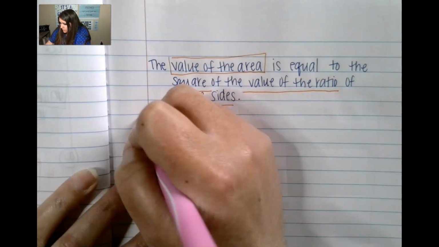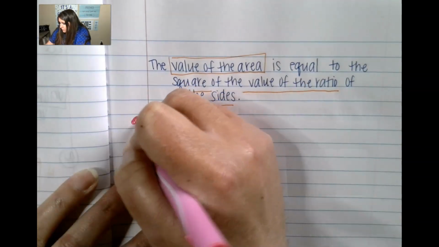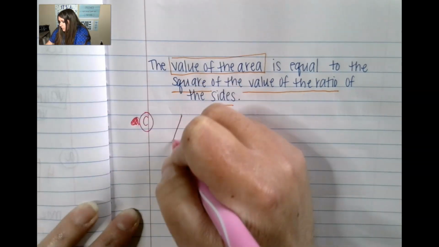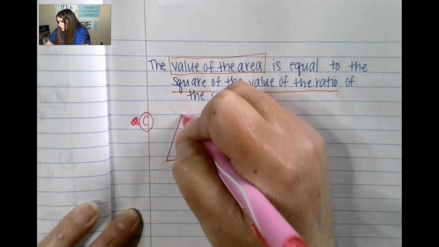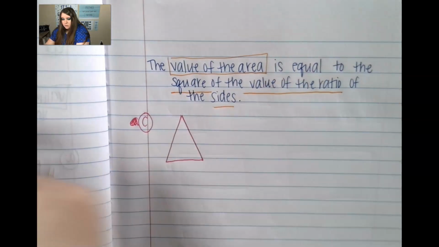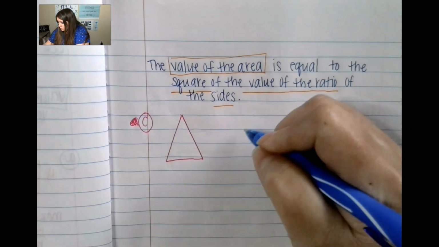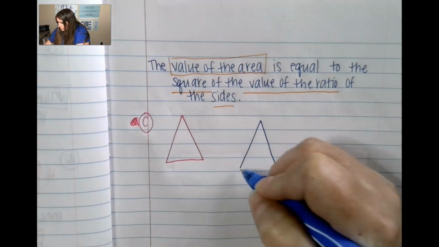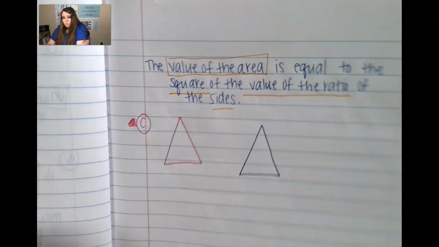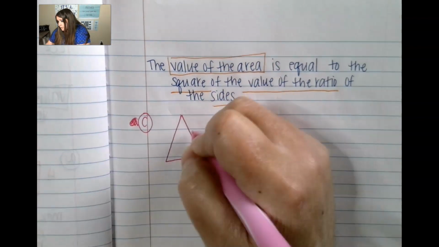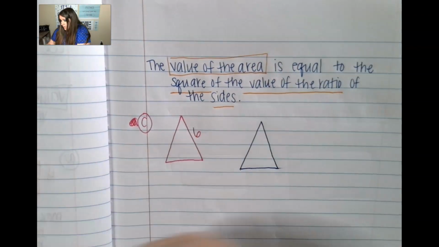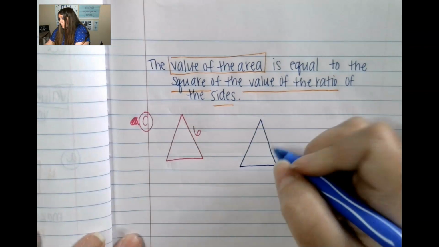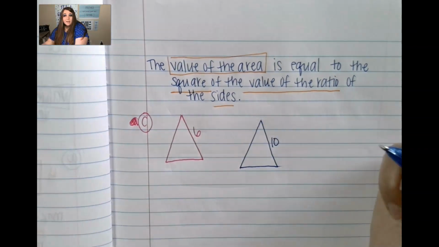We have, let's do example... what are we on? Example C. Here's a triangle, and this triangle is similar to that triangle. One is just bigger than the other. So we have a length of 6 here, and a length of 10 there.